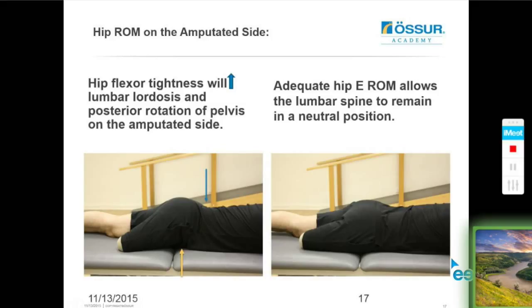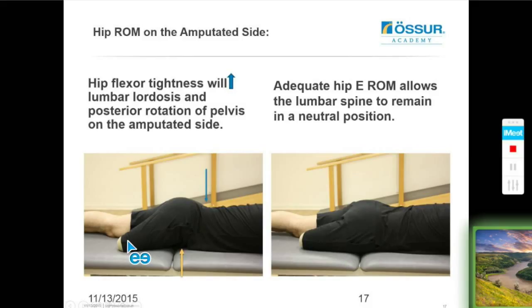So first of all, we're going to look at the range of movement of the hip on the amputated side. If we lie the amputee prone, we can see on the left-hand side here, in someone who might have a flexed contracture of their hip, they're actually unable to lie on the bed with a nice flat pelvis, as we can see here on the right, with a fully extended hip.